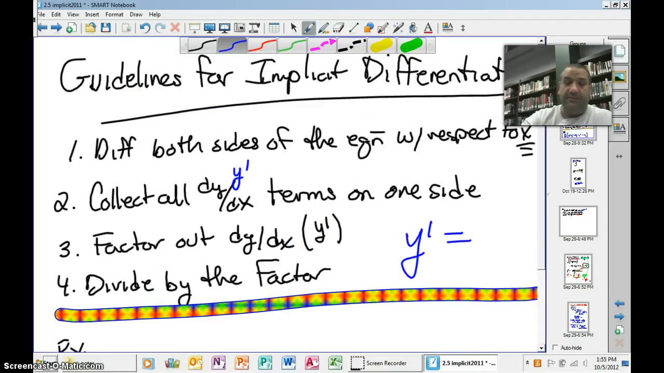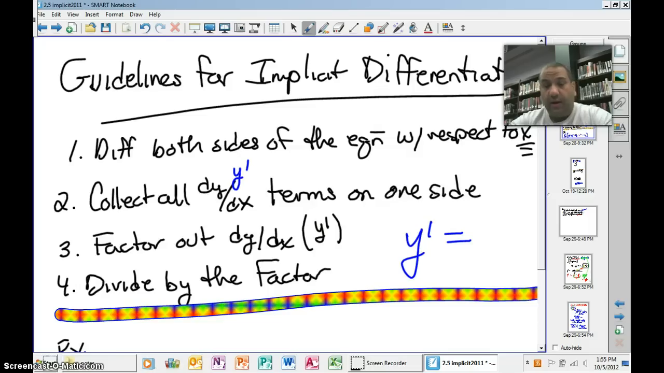So here are some guidelines for implicit differentiation. Differentiate both sides of the equation with respect to x. Collect all the y prime terms on one side, or the dy dx terms on one side. Factor it out and divide by the factor so you get y prime equals. That's the derivative. We know y prime is the derivative.